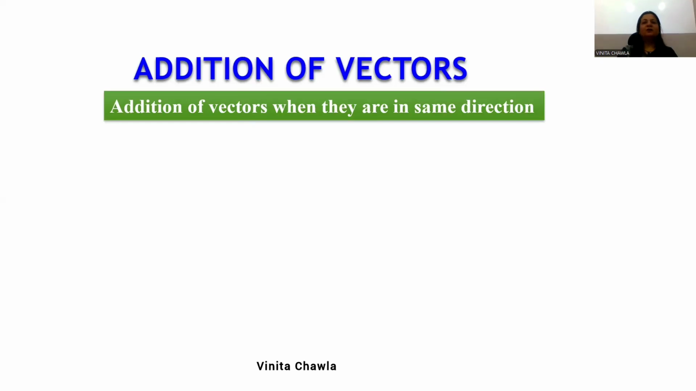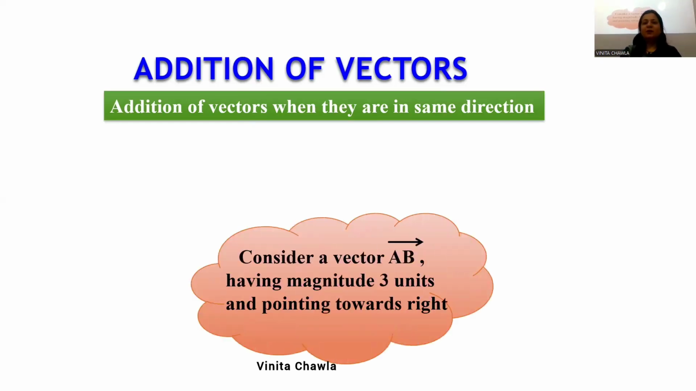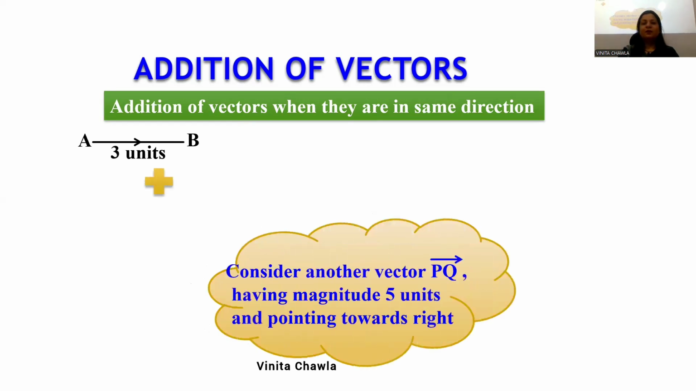So how do we add vectors when they are in the same direction? Consider a vector AB having magnitude 3 units and pointing towards right. This is vector AB, its magnitude is 3 units. And we have another vector, vector PQ, having magnitude 5 units and pointing towards the same direction, right direction. Okay, so this shows PQ and its magnitude is 5 units. Both the vectors are pointing in the same direction.